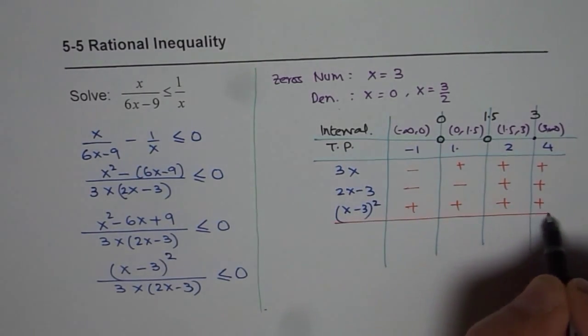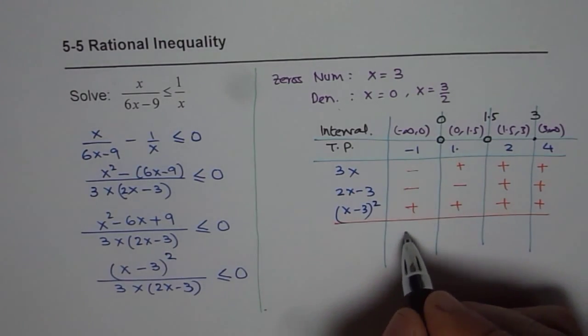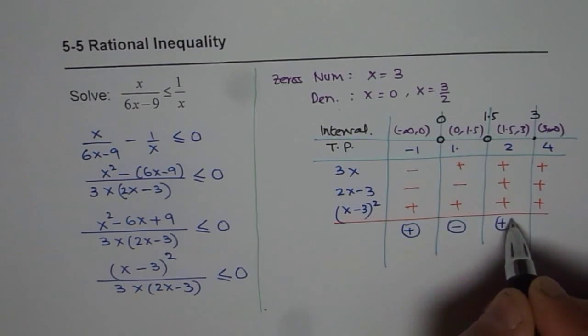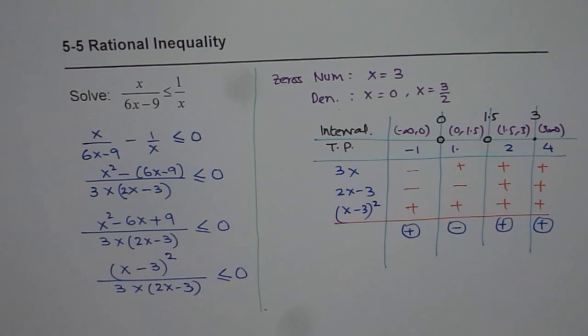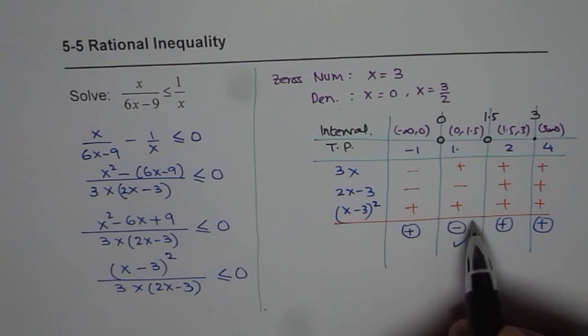So that gives us possible combinations. And when we multiply 2 negatives, we get positive. 1 negative is negative, positive, and then again positive. We are looking for a value which is less than or equal to 0. So that means a negative quantity. So that is the interval.